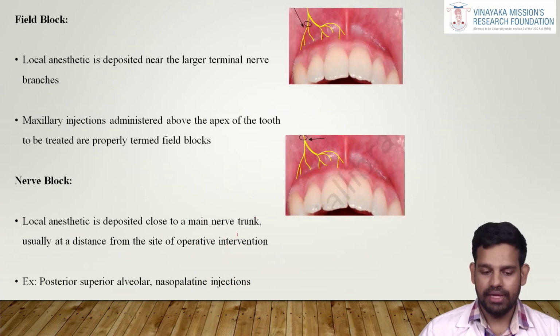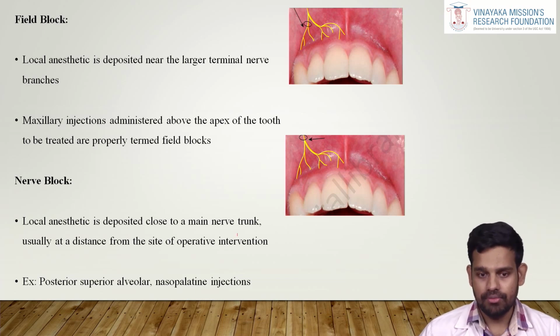Now coming to field block, local anesthetic solution deposited near the larger terminal nerve branches. Local infiltration is small nerve terminal. This is large nerve terminal branch. And maxillary injections administered above the apex of the tooth to be treated are properly termed as field blocks. So this is the difference between the infiltration and the field block.